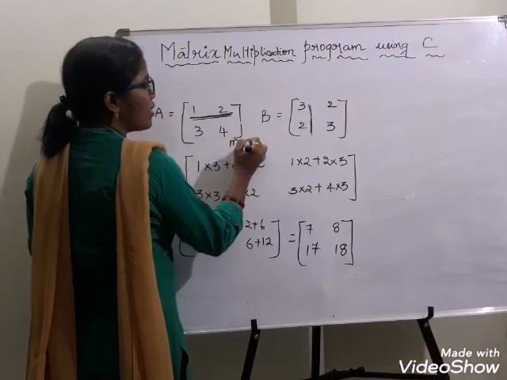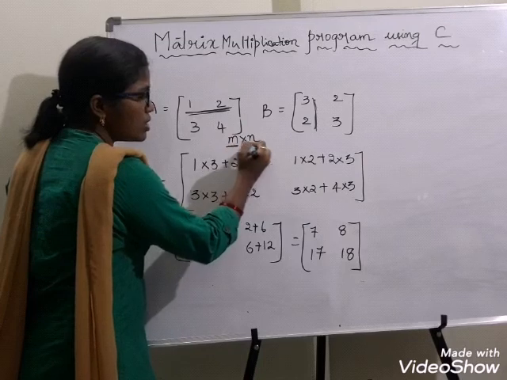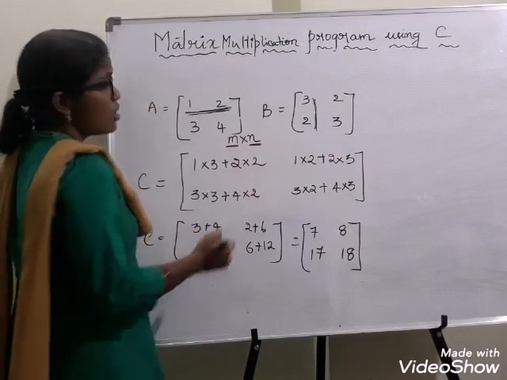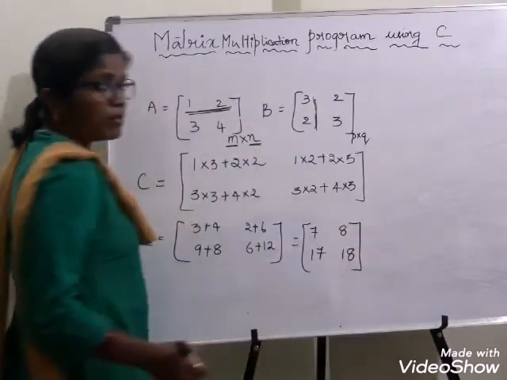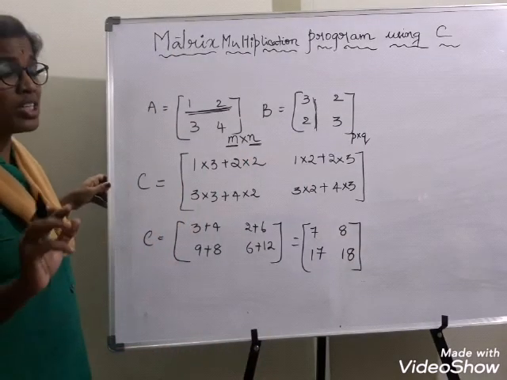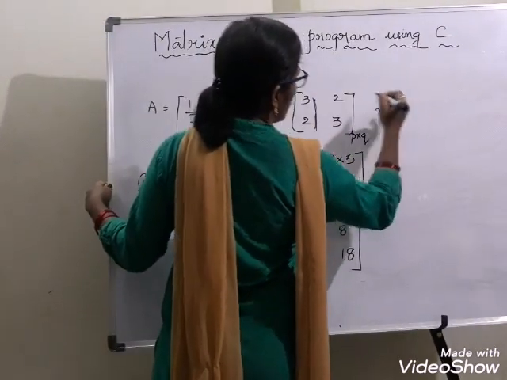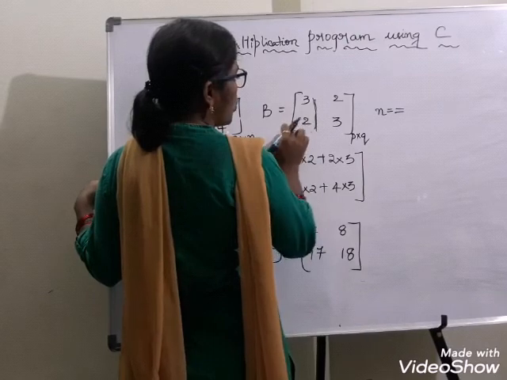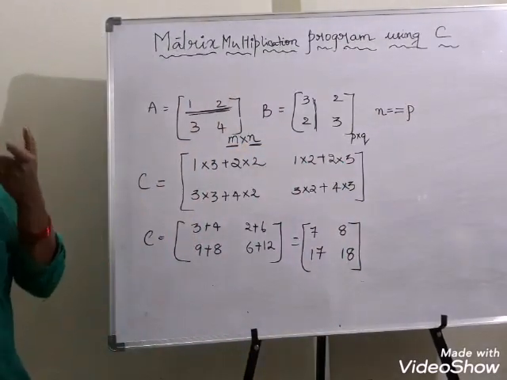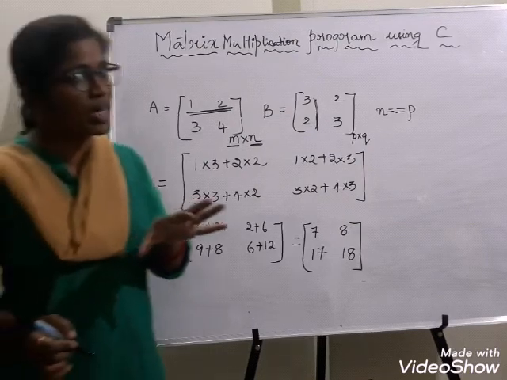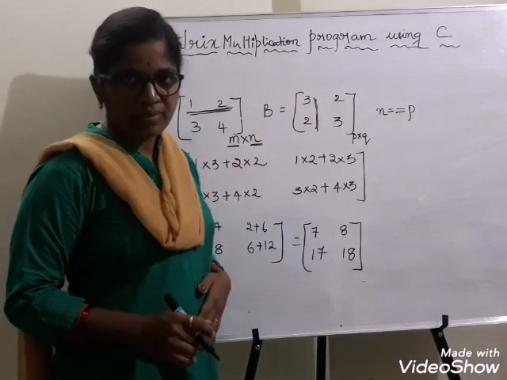Suppose if you have m by n here, that means m is the number of rows and n is the number of columns. So, here suppose if you have a matrix like this, p by q. So, you need to satisfy an equation like this. n should be equivalent to p. That means number of columns of first matrix must be equivalent to number of rows of second matrix.